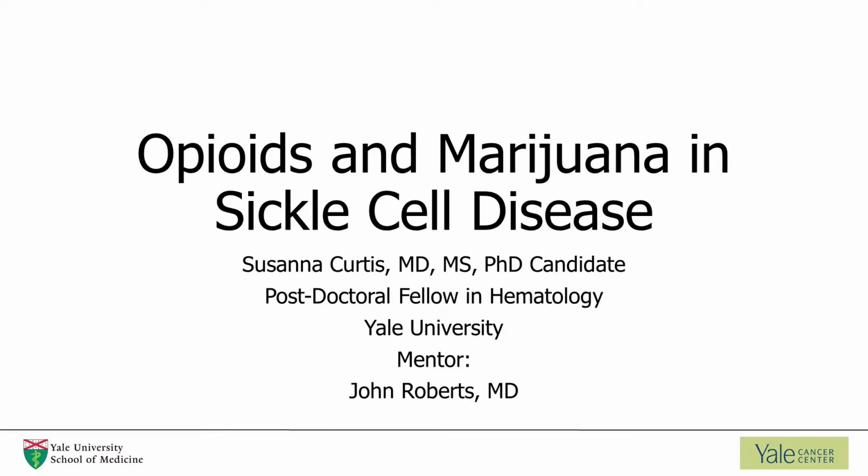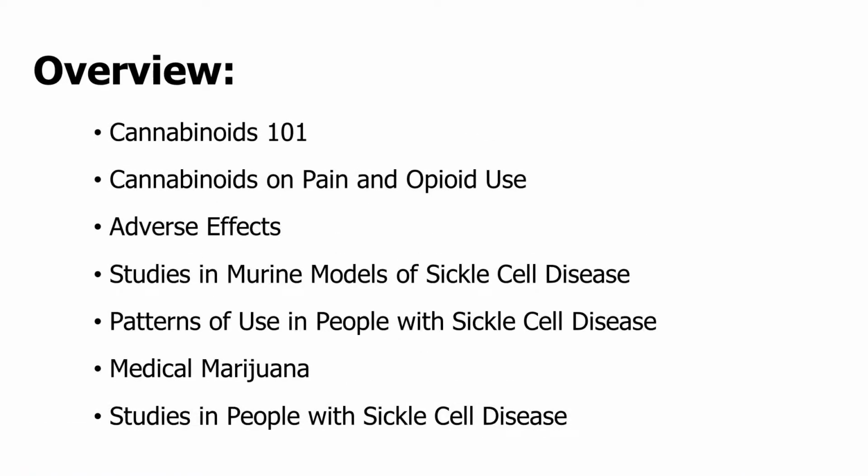So I'm going to talk about opioids and marijuana and sickle cell disease. We'll start with just a brief overview about cannabinoids, which are the main active ingredient in marijuana, how they work, why we use them, how they work in other diseases and what effects they seem to have, and then we'll move to what we actually do know about marijuana and cannabinoid products in sickle cell disease and what studies are ongoing right now.